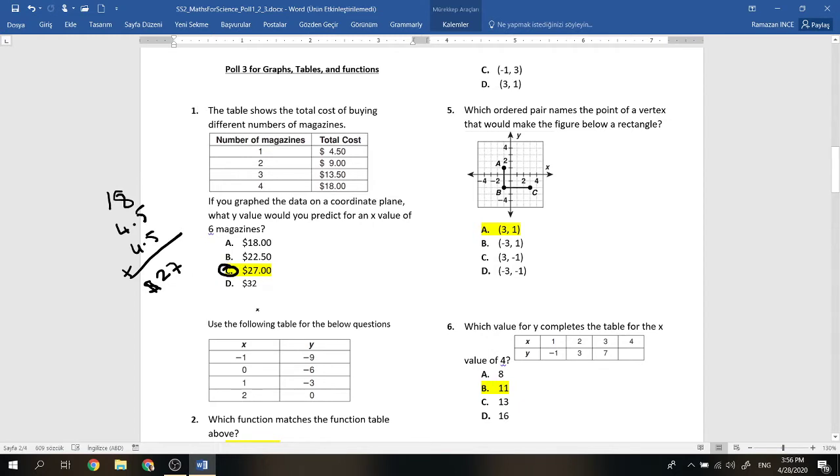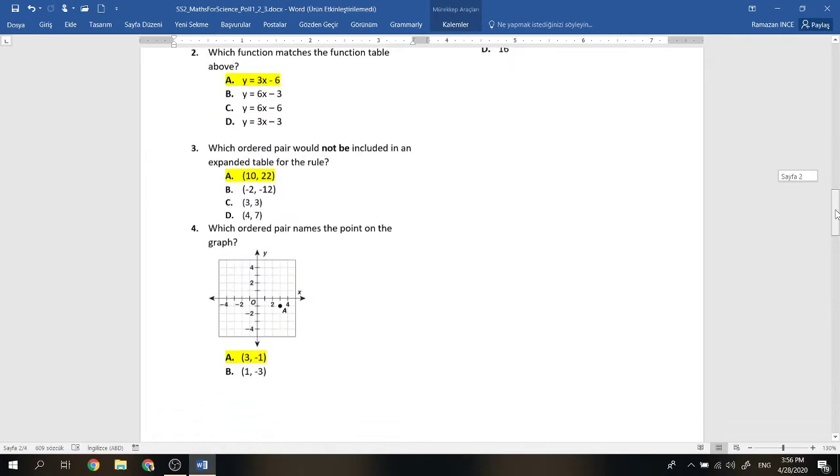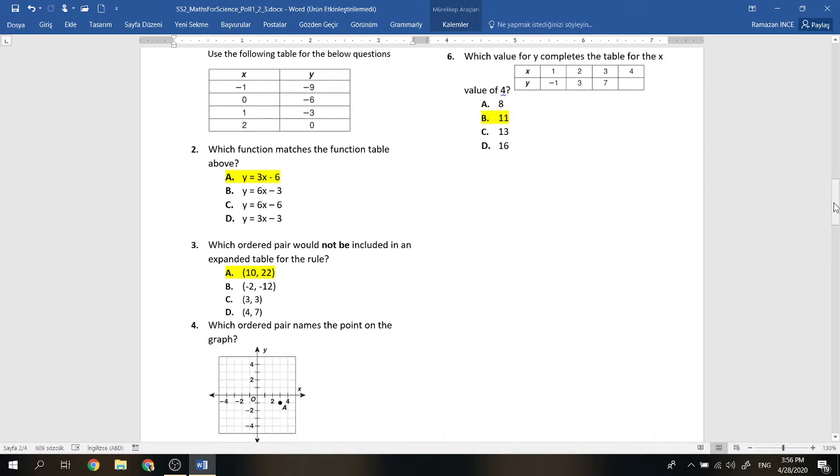Now let's move to the next question. Now use the following table for the below question. Which function matches the function table above? Means we have the input, we have the output. Now it is asking us to find the rule which will satisfy the above condition.